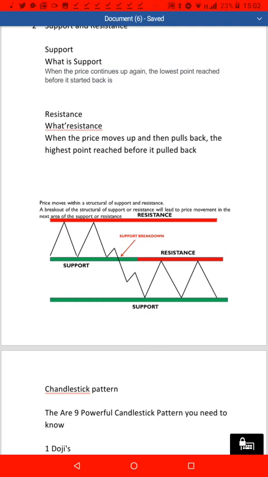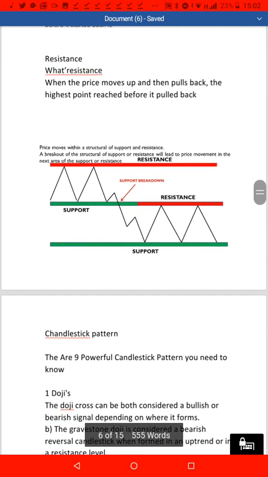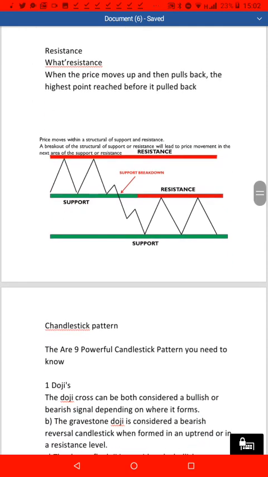Once two segments touch the same line, then it creates the support. It means the market is going into a downtrend. Here it breaks, and then this is the support. The support also works like the resistance.